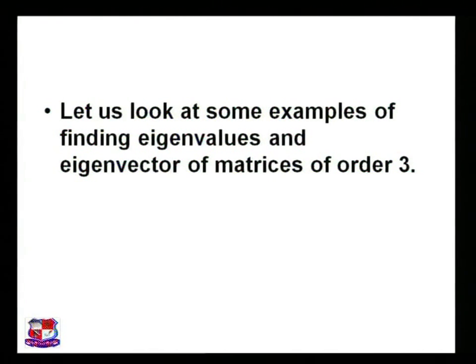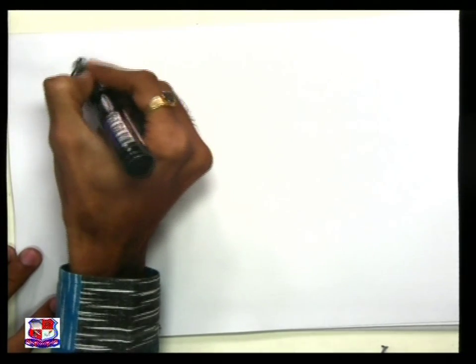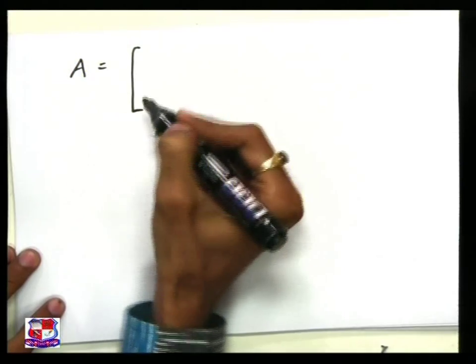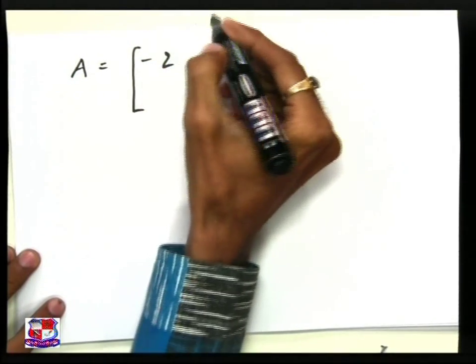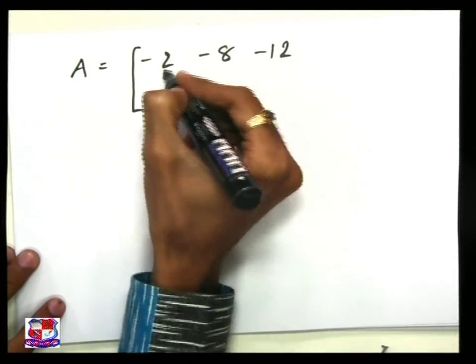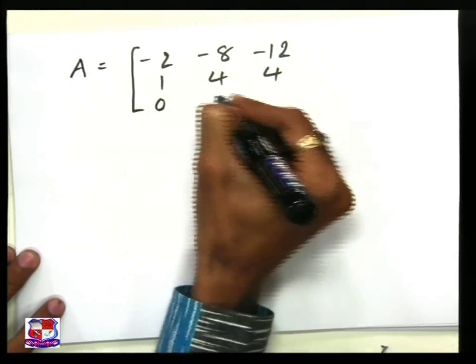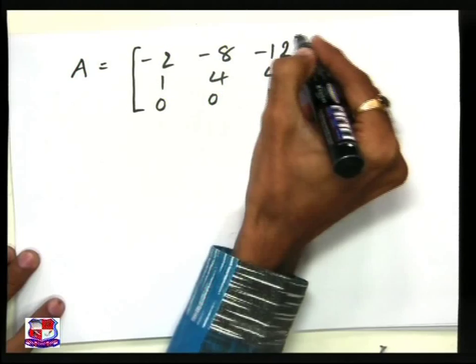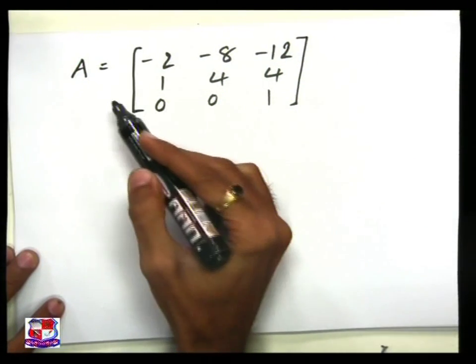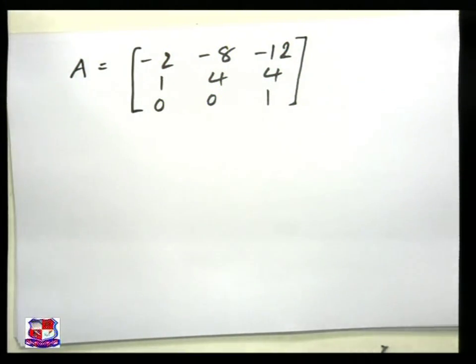The question is, find the eigenvalues and eigenvectors of the matrix A = [-2 -8 -12; 1 4 4; 0 0 1]. Here the question is, find the eigenvalues and eigenvectors for the matrix A, right?